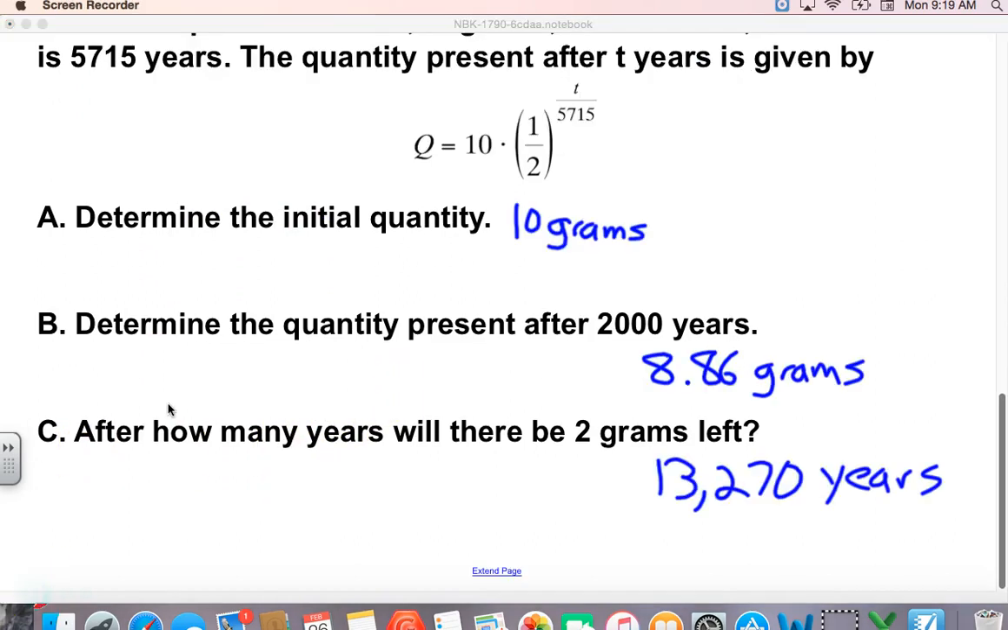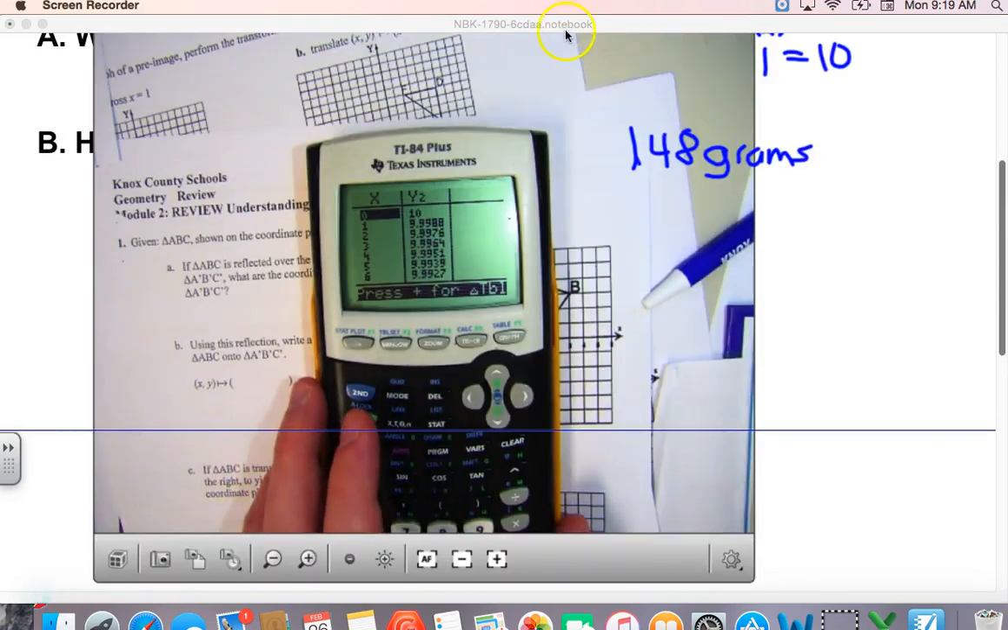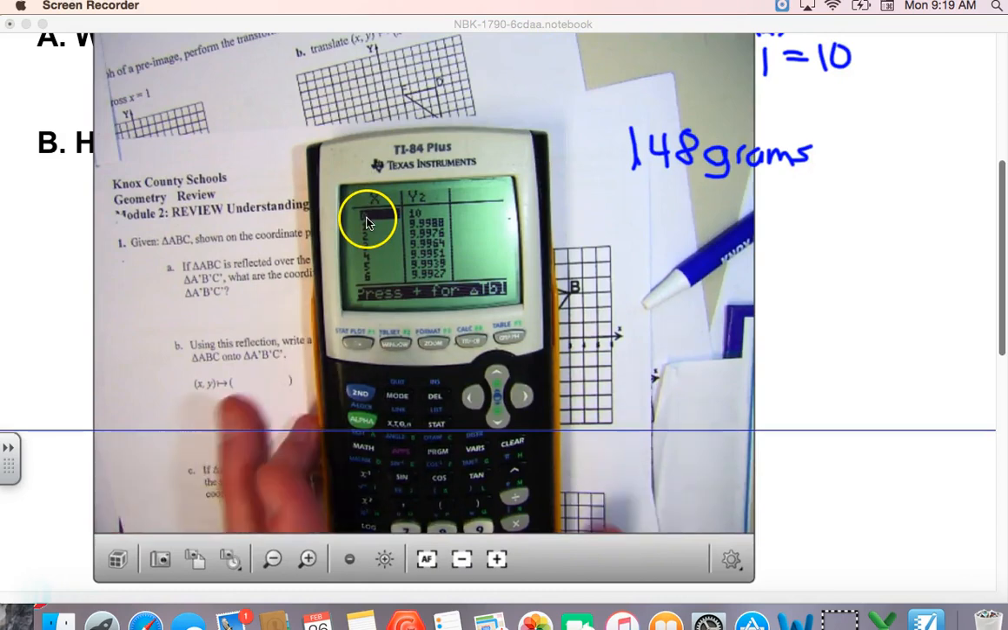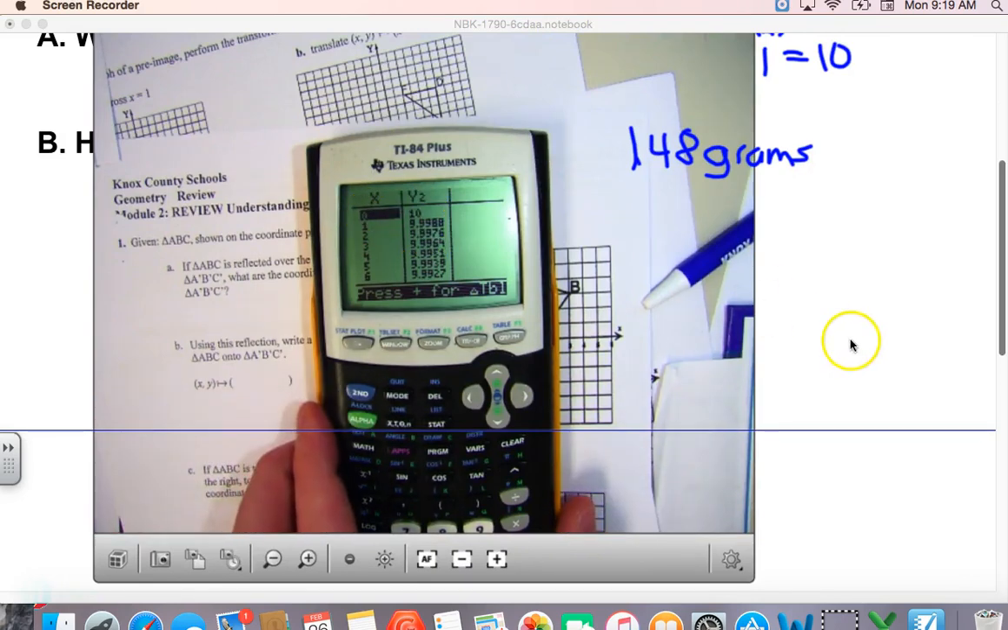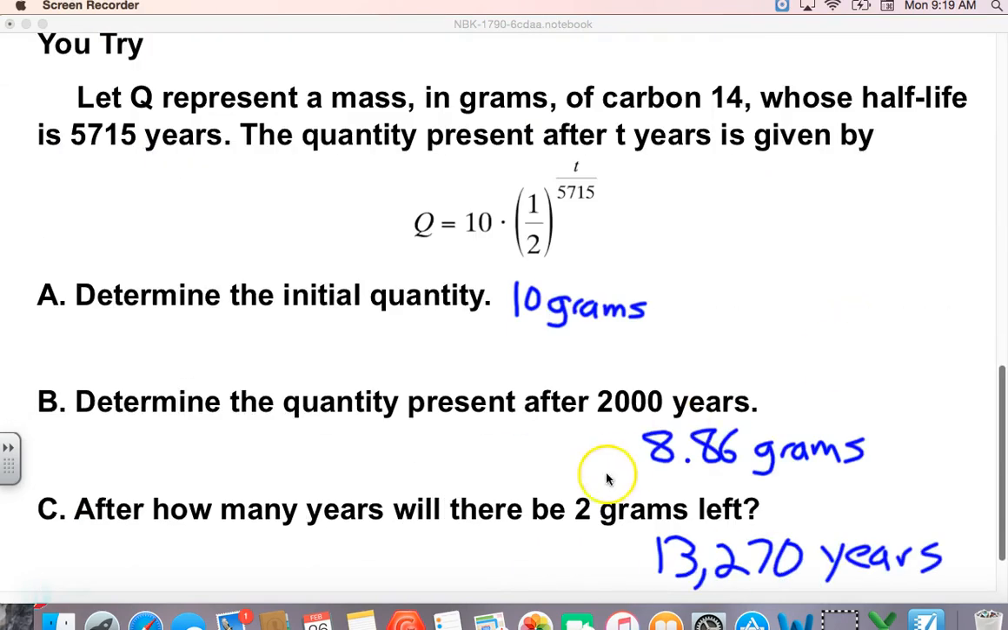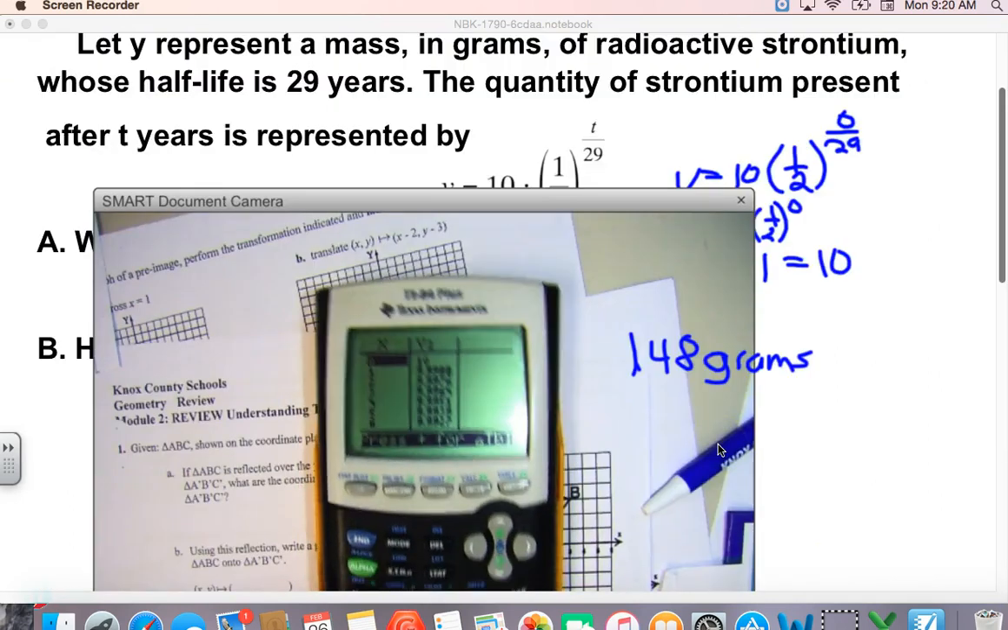So here are the answers for these three questions. 10 grams, the initial amount. 8.86 grams will be left after 2,000 years, and there'll be 2 grams left at 13,270 years. Again, the easiest way to do it is on the calculator. To determine the initial quantity, you can plug in 0 for T, or you can just look at the table. If you look at the table, you see when T is 0 or X is 0, the initial amount is 10.